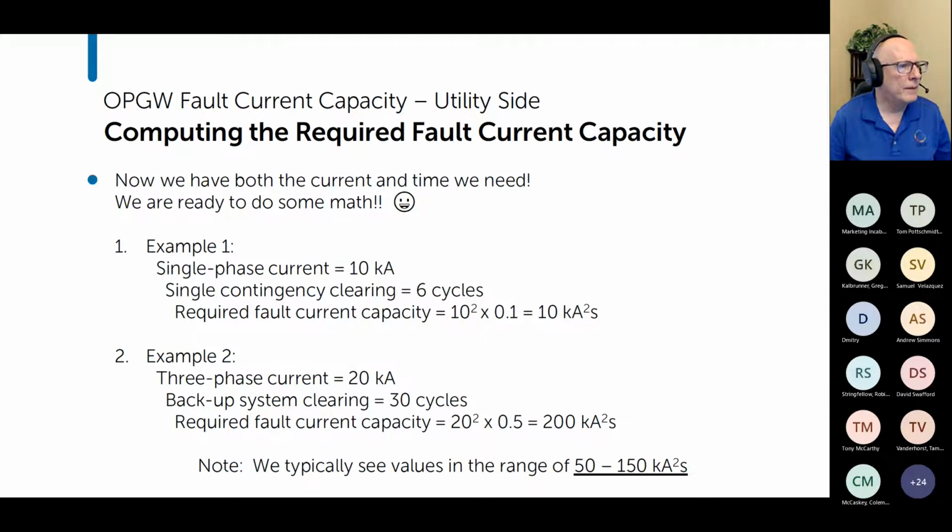Huh. Somehow I lost my own slide. I had added a slide after this slide. An important point about this is that the higher the required fault current value, the more metal you have to have. Oh, I did talk about that earlier. Okay, never mind.